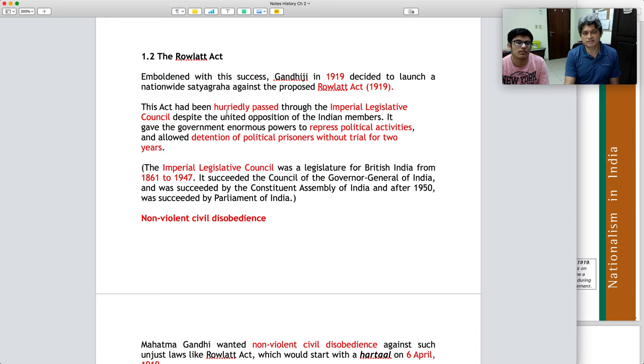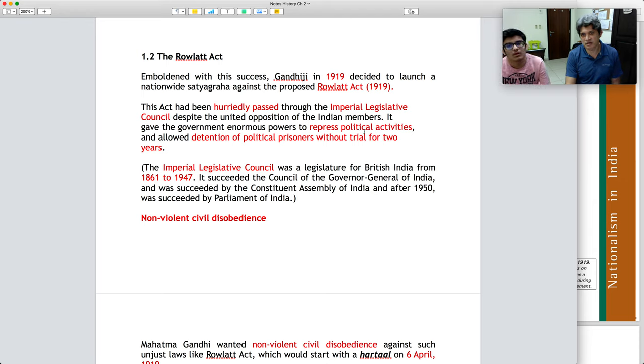So this act was passed hurriedly in the Imperial Legislative Council. The Imperial Legislative Council at that time was like our Parliament. Despite the united opposition of the Indian members, what was the act? It gave the British government enormous powers. What kind of powers? To repress political activities.